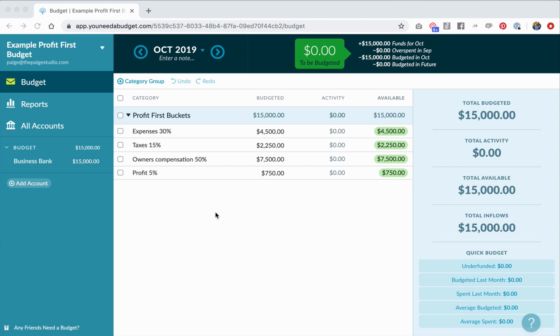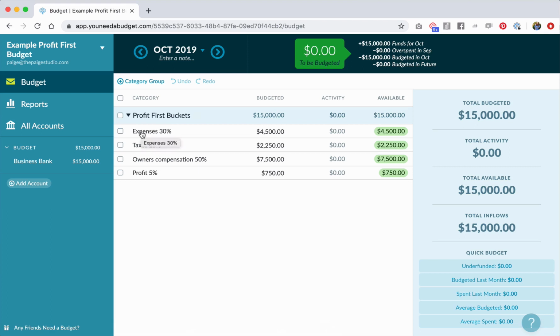So first things first, I'm going to show you what I have so far. I have created a new YNAB budget, and I have created a business bank account over here on the left-hand side, and I input the imaginary amount of money that is already sitting in the business bank. If you are just starting, you would add a new bank account down here, name the bank account, and then put in whatever your starting balance is. From there, I've already divided up my money into my different Profit First buckets.